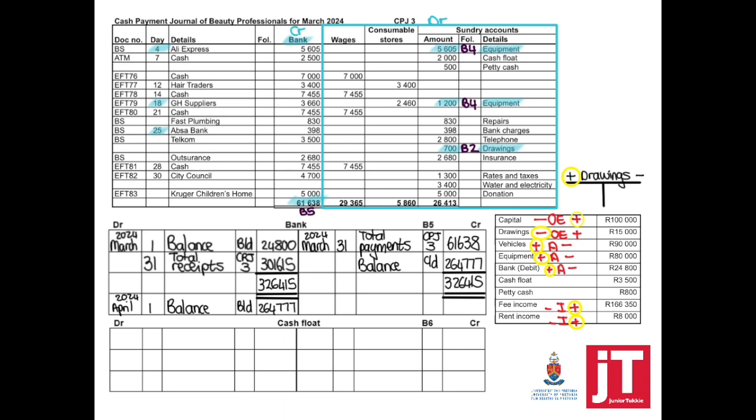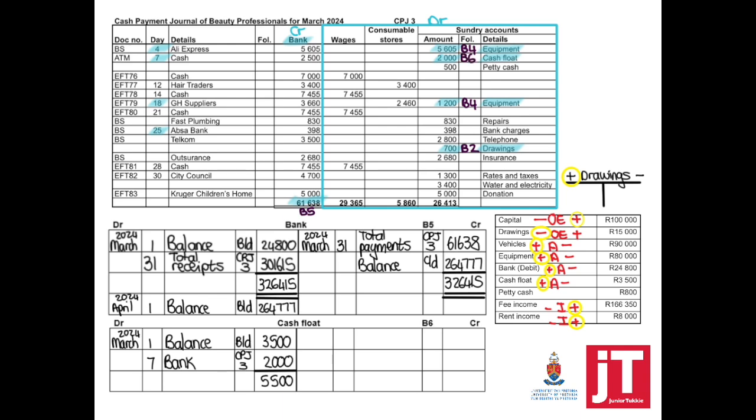Next, cash float. Cash float is regarded as a current asset. On the debit side, we're going to have the balance brought down 3,500. Step number 2, post from the CPJ. On day 7, the business put money into the cash float, total 2,000. There were no other transactions, which means the last step, close off the accounts. We're going to total it, and my new balance is 5,500.